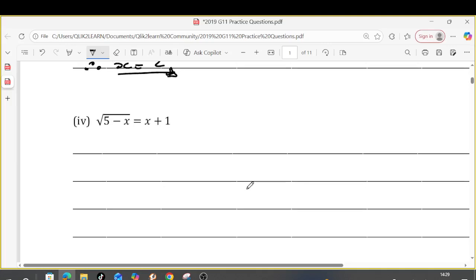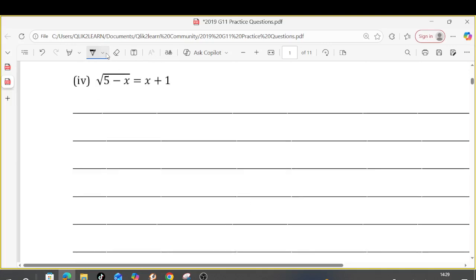Let's move to the next question. We don't have time. So now when I look at this problem, everything is in order. I just have to square on both sides. Why are we squaring? Because we are trying to remove the square root.